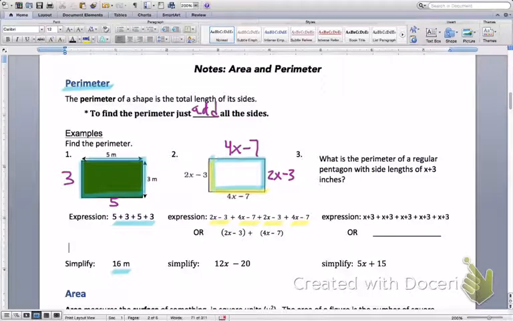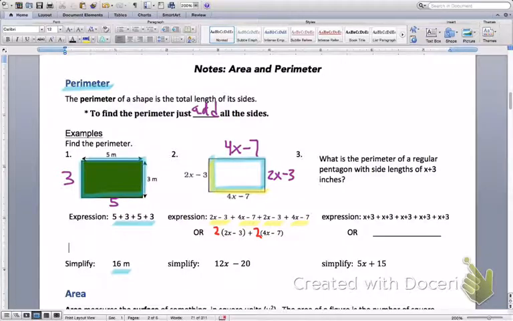Now, if you do not want to write it out this way, you have the option of doing it another way, which is the following. So underneath the "or": 2x minus 3 shows up twice, so we put a 2 in front of it, and 4x minus 7 twice, so it's 2 of 2x minus 3 and 2 of 4x minus 7. So either one of those expressions works for our perimeter.